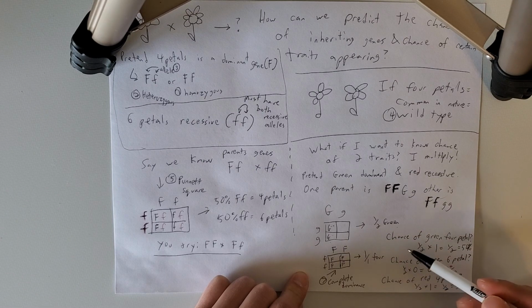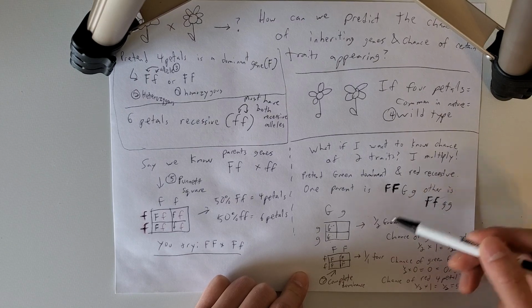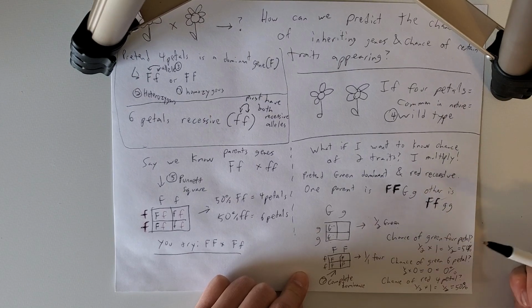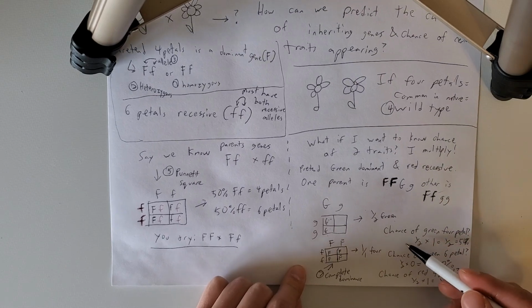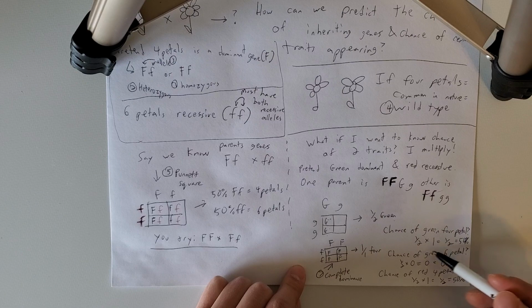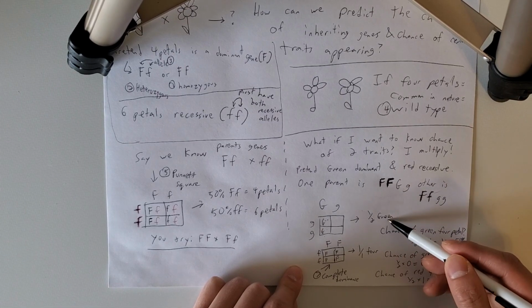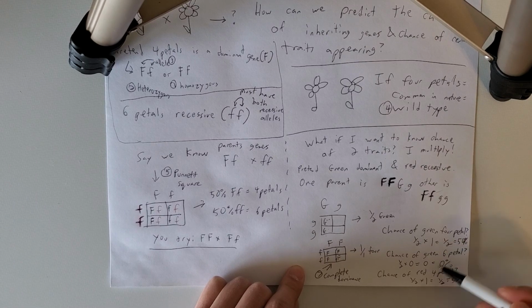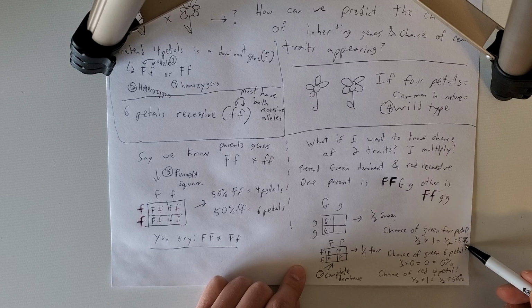All right, so now that we know the probabilities of each individual trait, we're going to use multiplication if I want to know both. So the chance of green 4 petal would be 1/2 times 1, because 1/2 is green, and the chance of 4 petal is 1. So 1/2 times 1 would just be 1/2. So 50% chance of getting a green 4 petal.